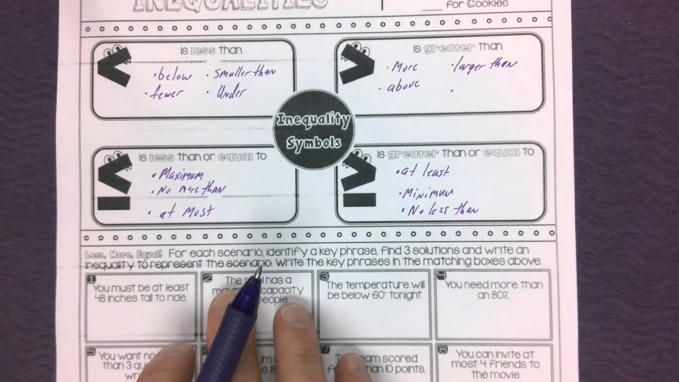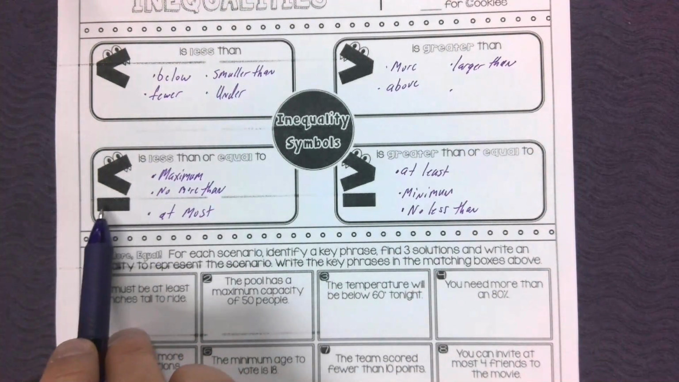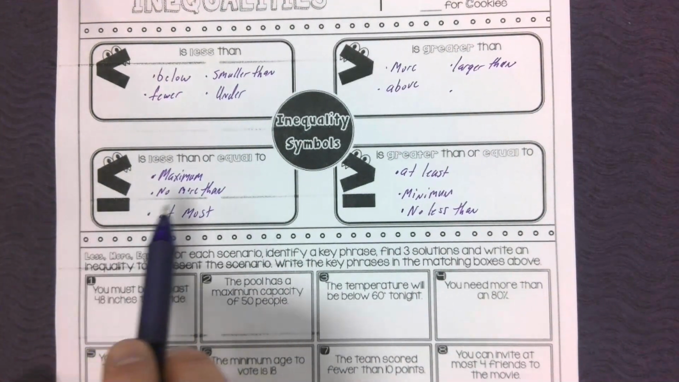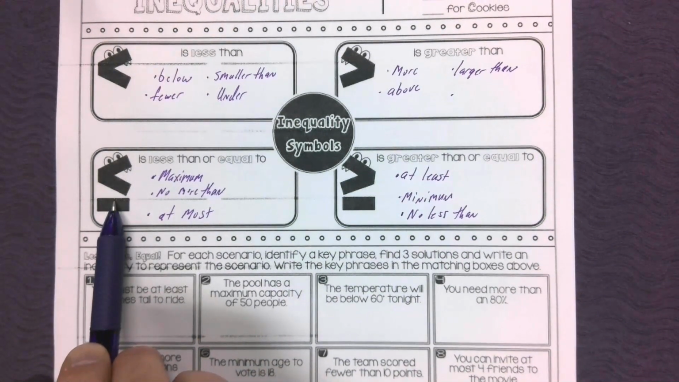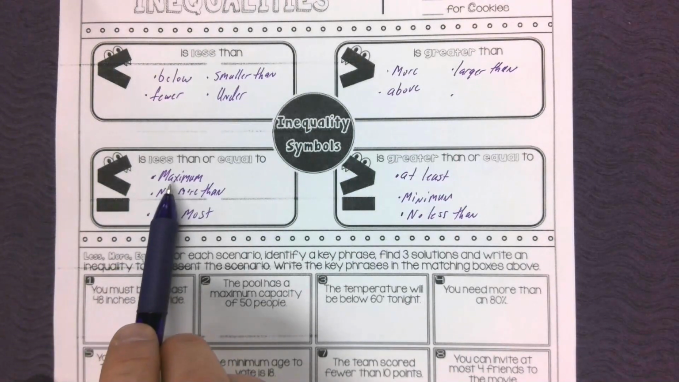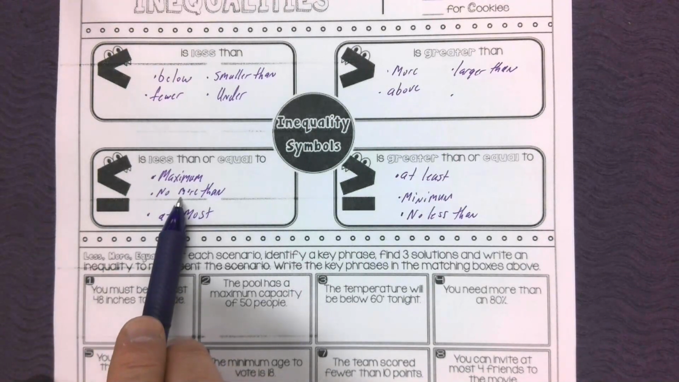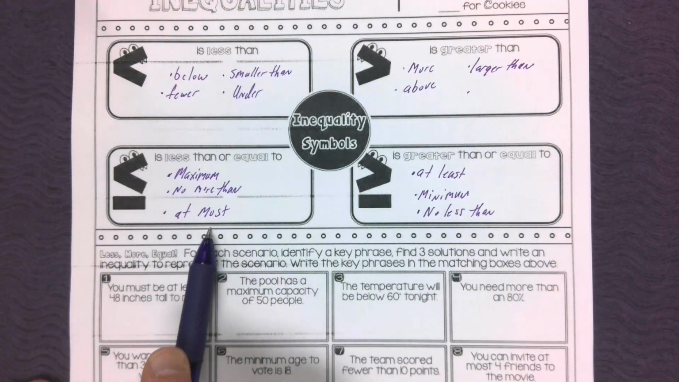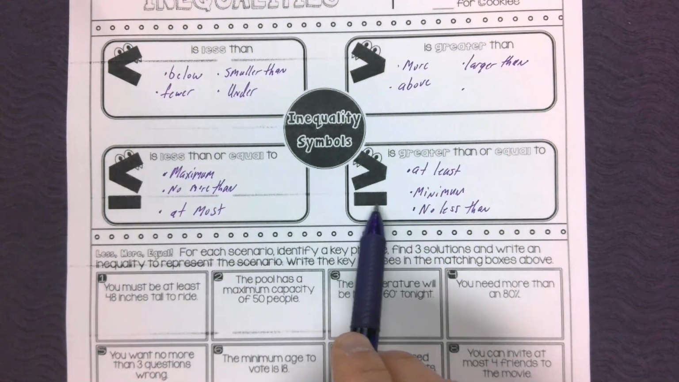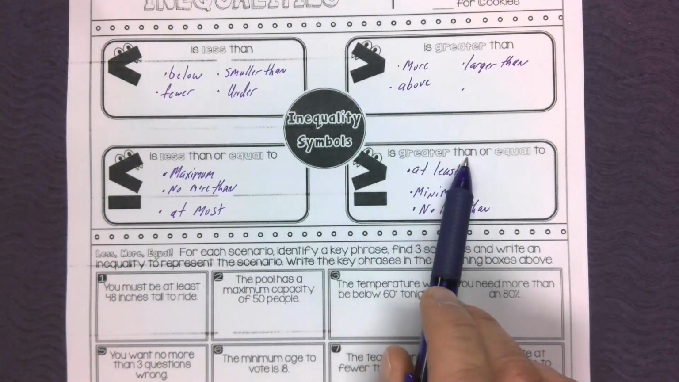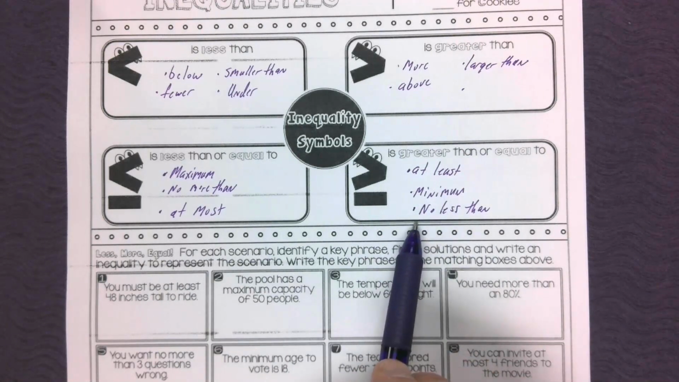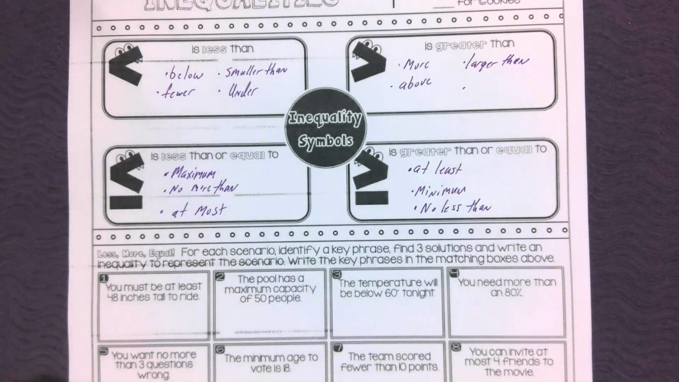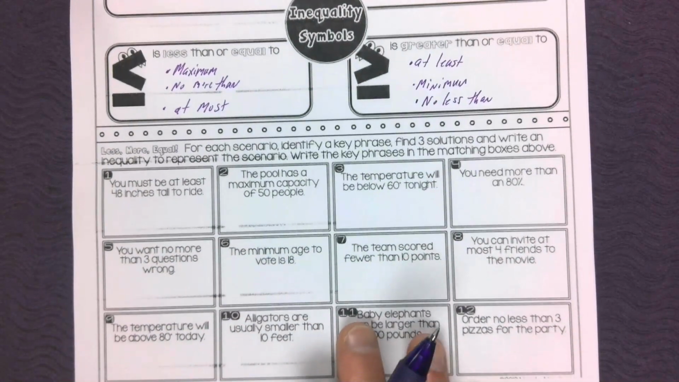And then you have symbols that have an equal sign. So it could be that number or higher or less. This is less than or equal to. So it could be equal to a number or it could be less than. Maximum, no more than, at most. And then you have an equal sign here. It could be greater than or equal to, at least, minimum, and no less. So those are your terms that are related to these symbols. Now let's go down to the different examples.